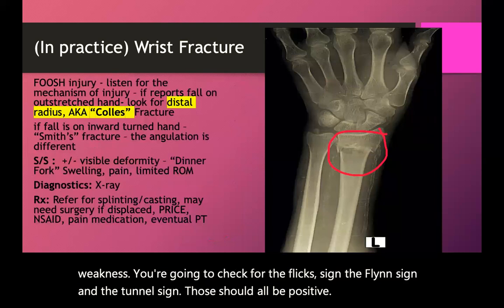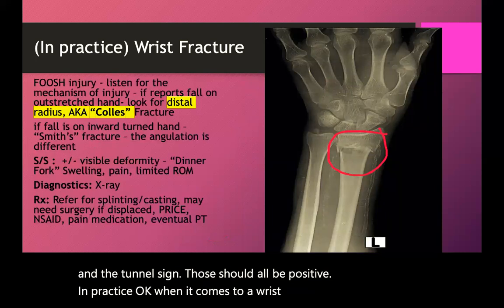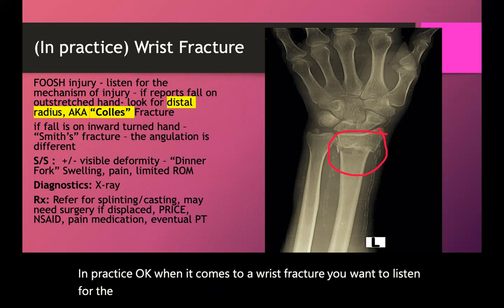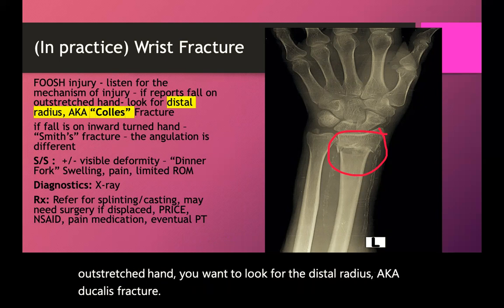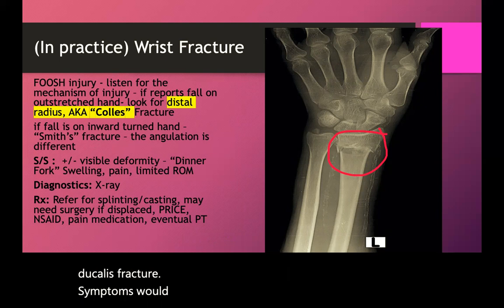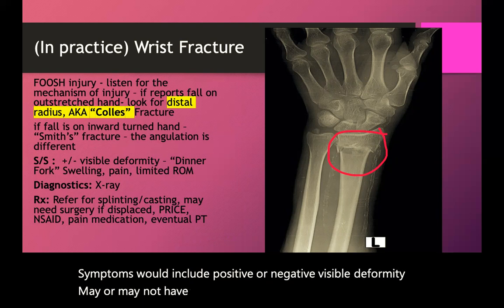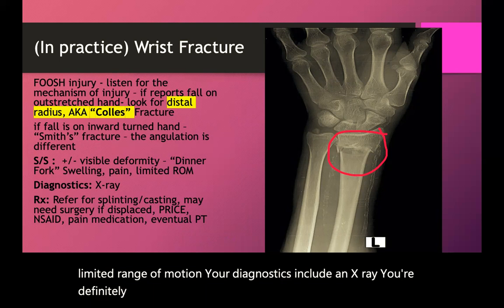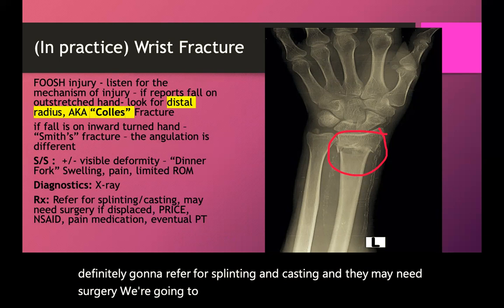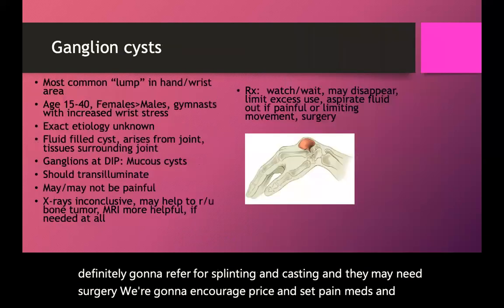In practice, when it comes to a wrist fracture, you want to listen for the mechanism of injury. If the patient reports a fall on an outstretched hand, you want to look for the distal radius, aka the Colles fracture. Symptoms may or may not include visible deformity. They are going to have swelling, pain, and limited range of motion. Your diagnostics include an X-ray. You're definitely going to refer for splinting and casting, and they may need surgery. We're going to encourage PRICE, NSAIDs, pain meds, and eventual physical therapy.